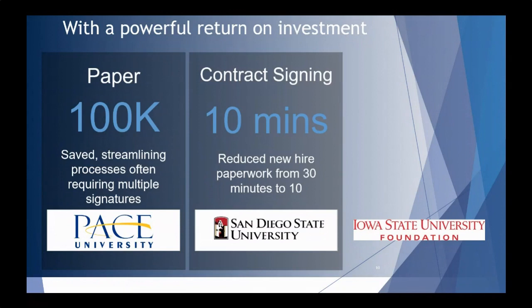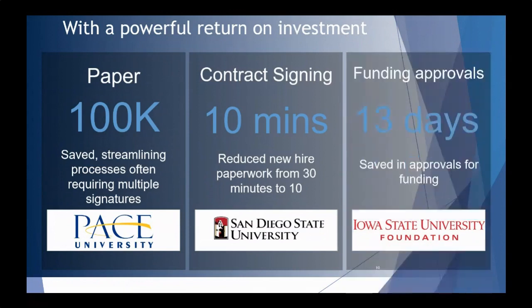So again, it probably doesn't seem that significant when you look at a 20-minute saving, but when you start scaling that up based on the quantity, it becomes significant. And likewise, when you look at more complex workflows that might have taken 2 hours before as opposed to 30 minutes, that saving gets magnified, and it really does scale up. Iowa State Foundation have now saved 13 days in funding approval. So that really allows them to get money in and get on with business a lot faster.